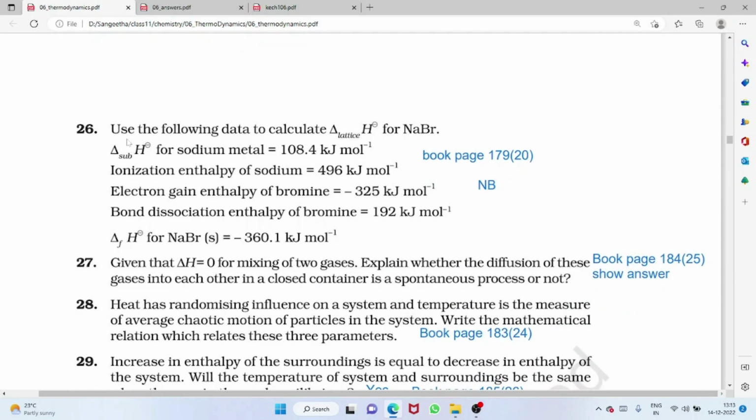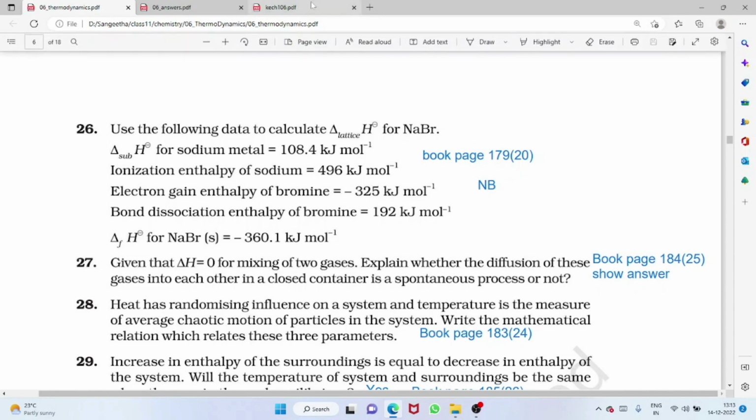Use the following data and calculate the lattice enthalpy. See, this is given in the book for NaCl and we have to do it for NaBr. Okay.